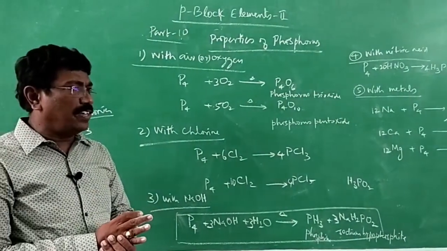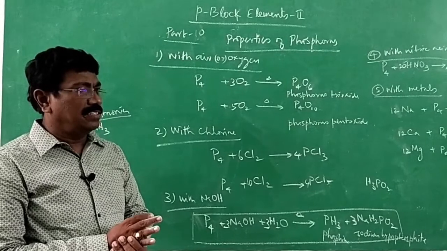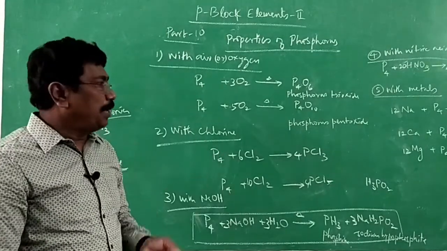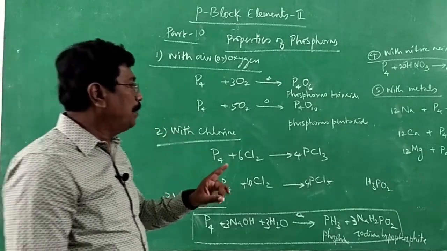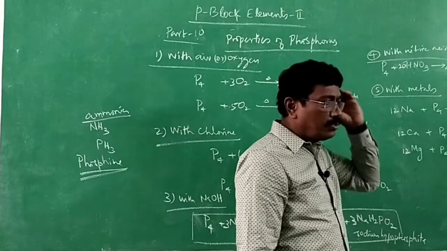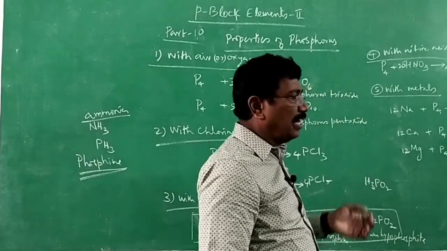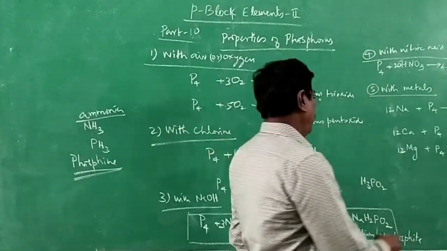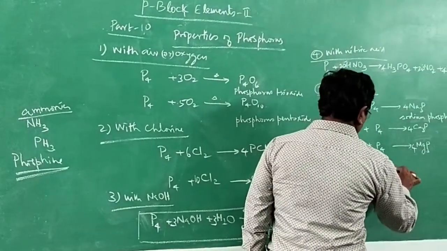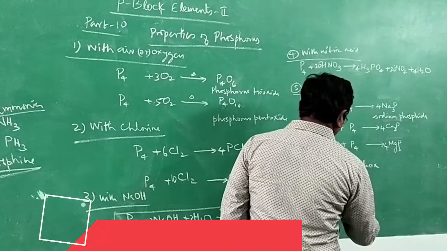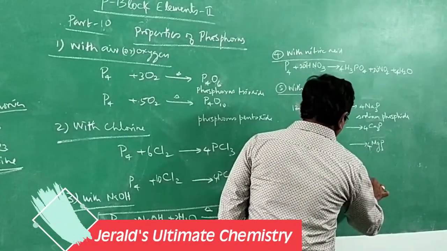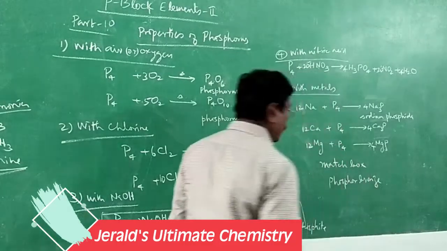Regarding uses, red phosphorus is used in the preparation of matchboxes, and phosphorus is also used in the alloy called phosphor bronze. It is used in the preparation of matchboxes and phosphor bronze. So, that is about important uses of phosphorus. Thank you.